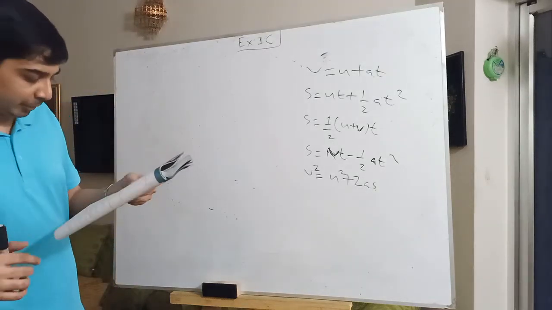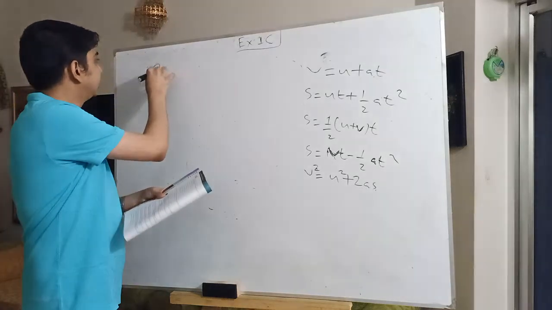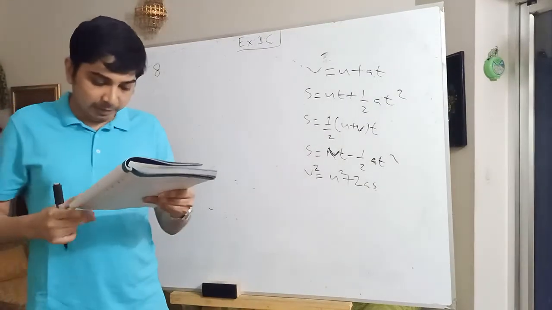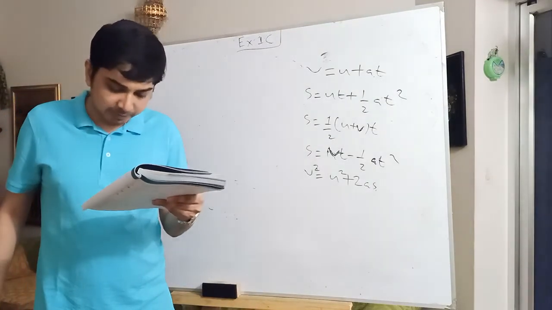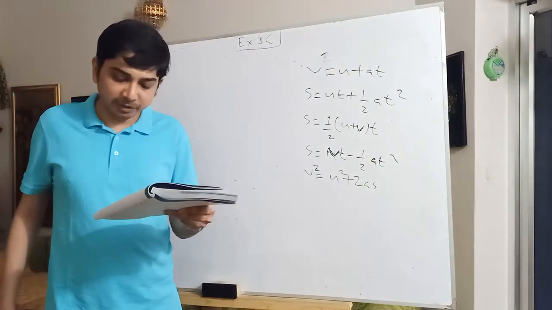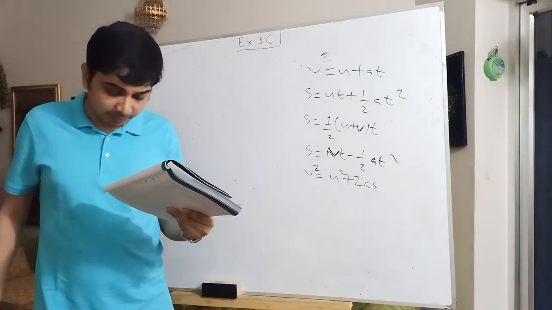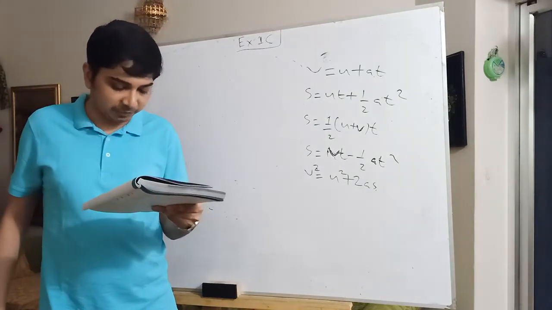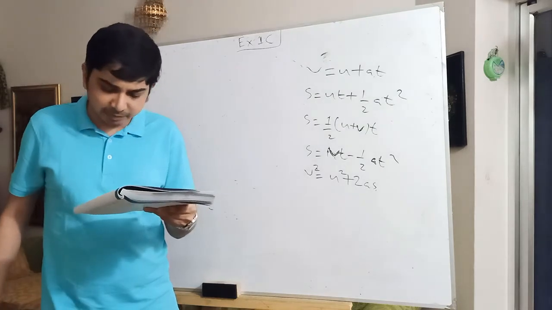So in this video, we're going to look at question number 8, exercise 1C. An aeroplane accelerates from rest along a runway at a constant rate of 4 meters per second square. It needs to reach a velocity of 80 meters per second to take off. How long does the runway need to be?